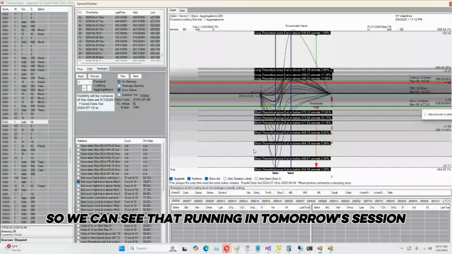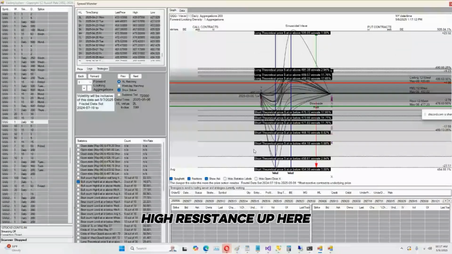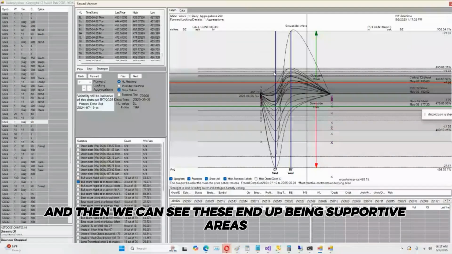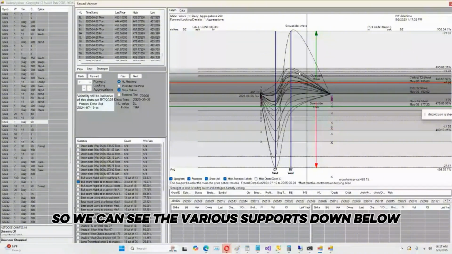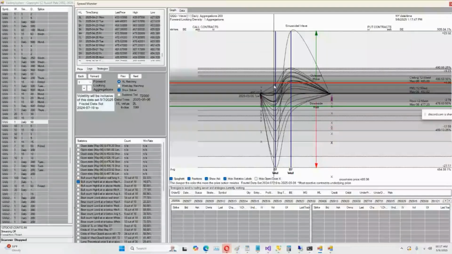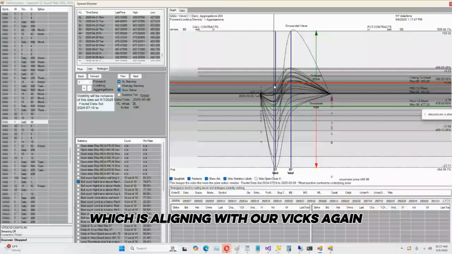So we can see that running into tomorrow's session, high resistance up here. And then we can see these end up being supportive areas. So we can see the various supports down below. So we can see that through this, the market's highly tuned bearish heading into tomorrow, which is aligning with our VIX again.